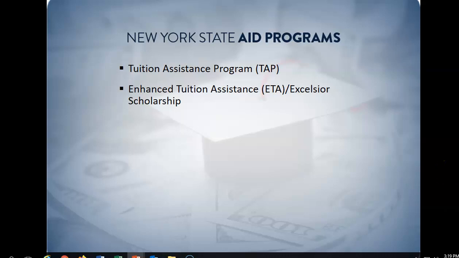For New York State financial aid programs, we are looking at the Tuition Assistance Program, which is the largest grant program in the state. That's TAP that you hear about. And then also a supplemental program called Enhanced Tuition Assistance, or ETA, for private institutions, and the EXCELSIOR Scholarship for state institutions.